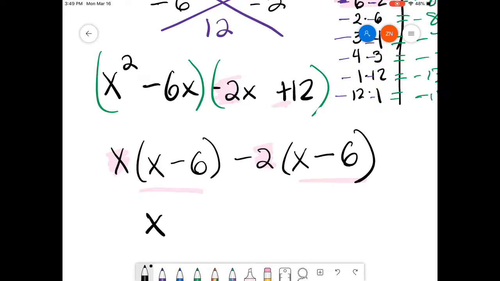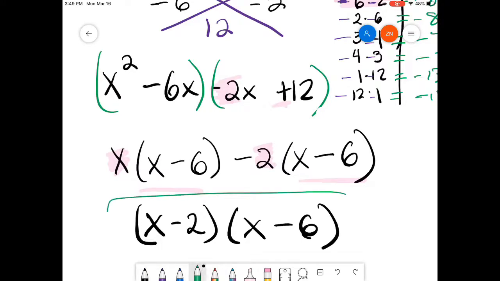So I have x minus 2 and then x minus 6. That would be my factoring of this trinomial. Okay, let's look at another example. Oops, I'm not done yet.